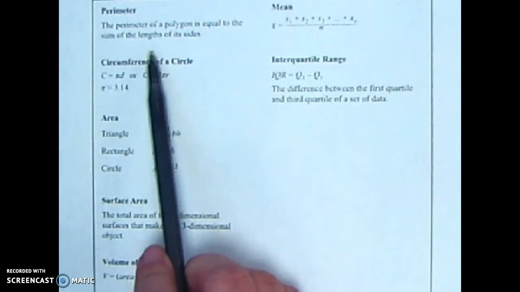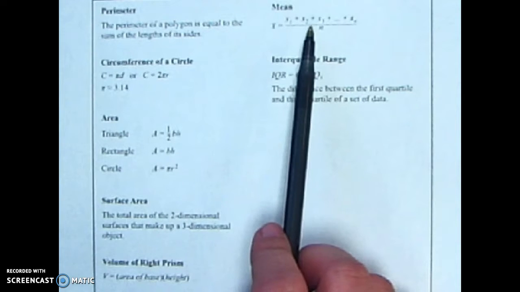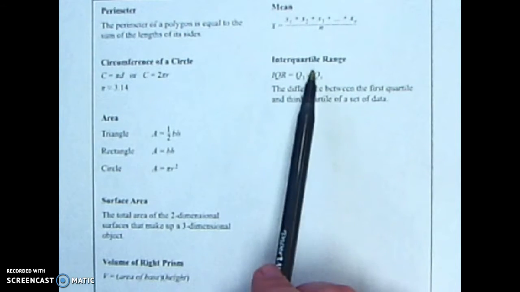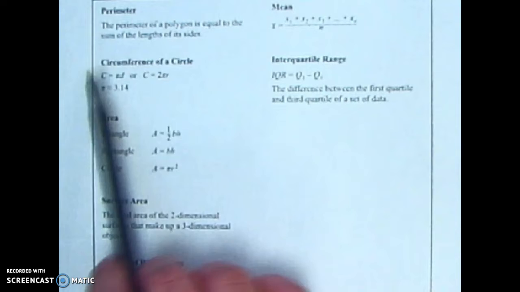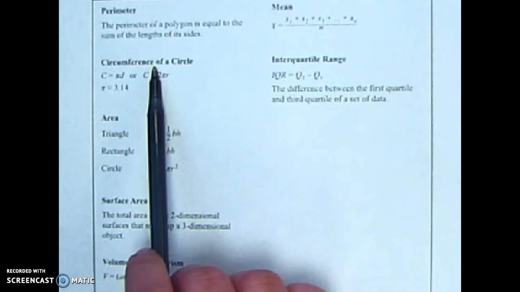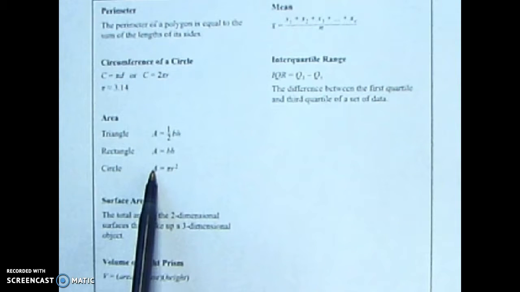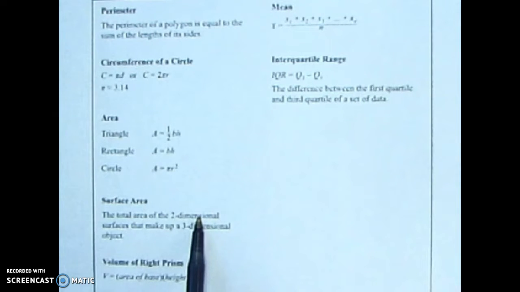On page 73, when you look at our formulas, we have how to find the perimeter, how to find the mean, interquartile range, that's from 6th grade, circumference of a circle, this is what we're going to start on today, then the area, and we'll focus on area of a circle at the end of the week. We'll move on to surface area next week, and then we'll end this unit with volume of prisms. So today we're going to focus on finding the circumference of a circle.